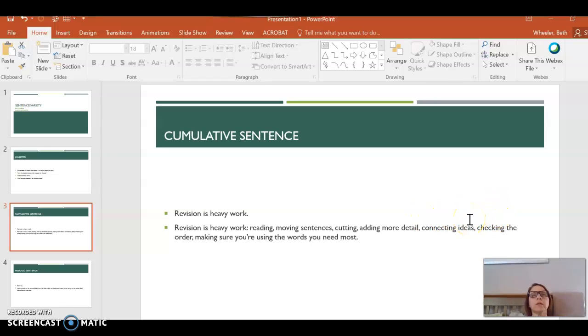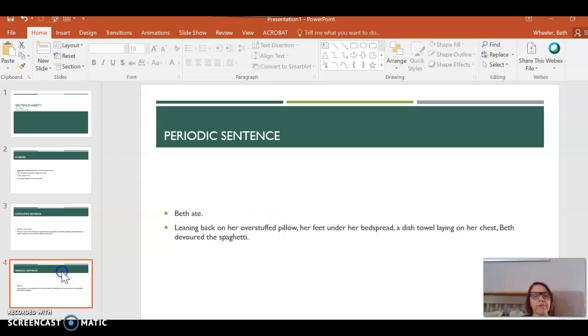So again, if you find a normal sentence, a basic sentence that seems pretty general in a way, you could definitely add some more detail using this cumulative sentence. And then the final sentence, the periodic. So my original sentence was just Beth ate, and then I decided to add, just like the example, 3 layers of detail before I said Beth devoured the spaghetti. Leaning back on her overstuffed pillow, her feet under her bedspread, a dish towel laying on her chest, Beth devoured the spaghetti. So way more information, more detail here than in this sentence.